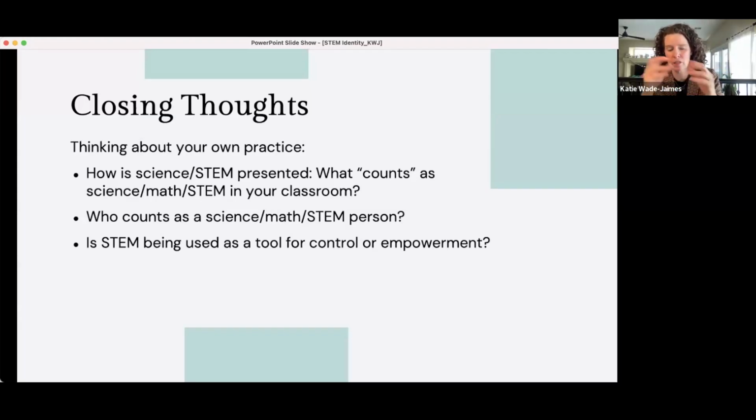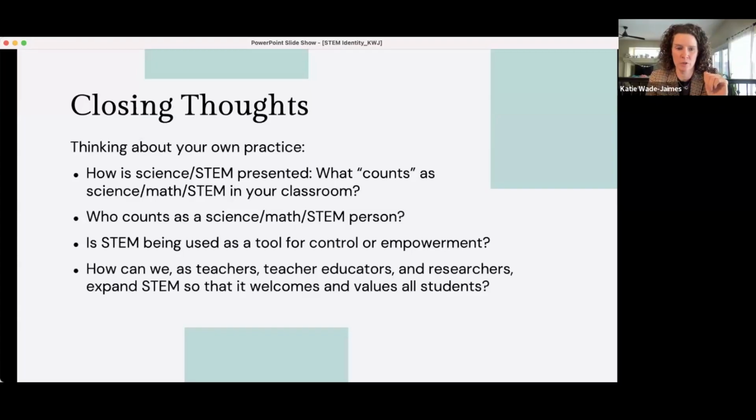Is STEM being used as a tool for control? Is it being used as a tool for empowerment? How is it being presented to your students? Are they just learning how to drill and kill, or are they learning how to solve problems in their community, how to better their own lives in their own situations? And then finally, how can we as teachers or teacher educators or researchers really expand what we think of as STEM so that it welcomes and values all students into our classrooms?